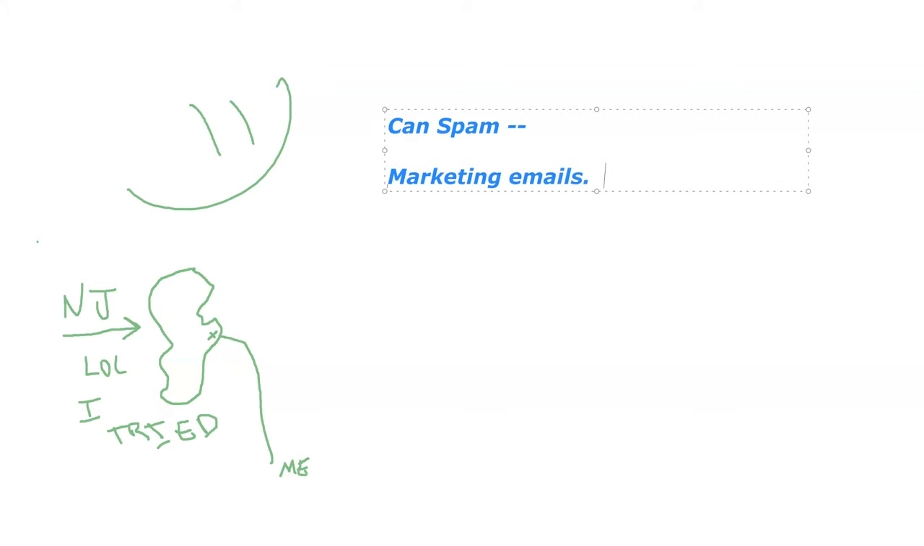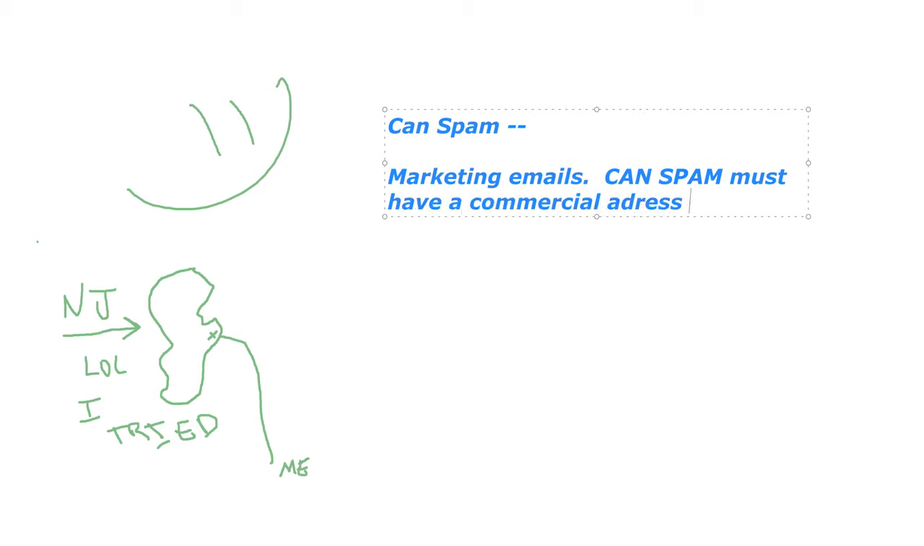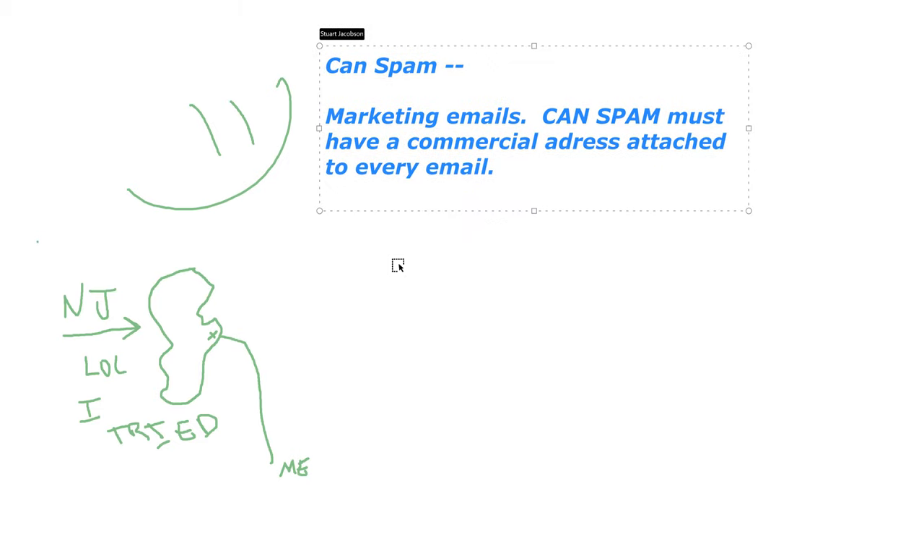Now, the question that you're probably going to get is about one of the main rules in regards to CAN-SPAM. There are several of them, but the one that they usually steer you towards is that CAN-SPAM requires a commercial address attached to every email. If you look through your spam box at all the marketing emails that you get, there is a physical address at the bottom of every single email. That's really going to be the CAN-SPAM question that you might get.